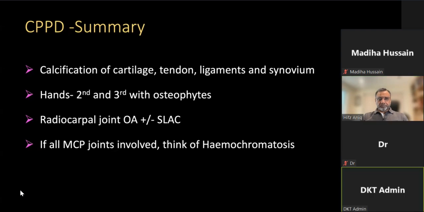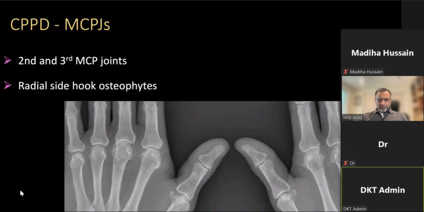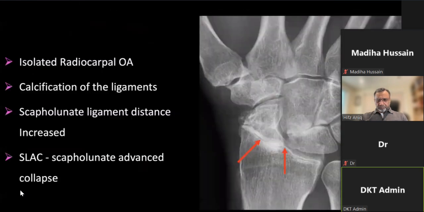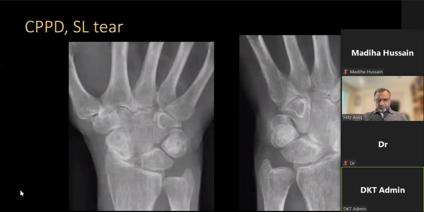Sorry, disconnected. Sir, I was asking what is the difference between the CPPD? Because one of the radiographs that you showed of CPPD showed a lunate dislocation, in which the lunate has a pie shape, exactly like lunate dislocation as we see. So will we differentiate between lunate dislocation and CPPD?